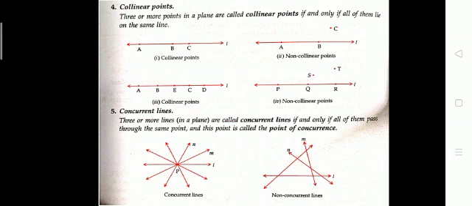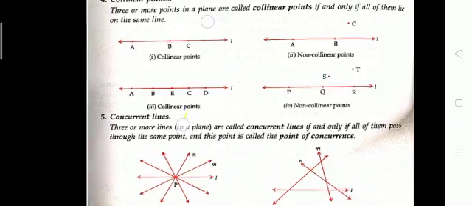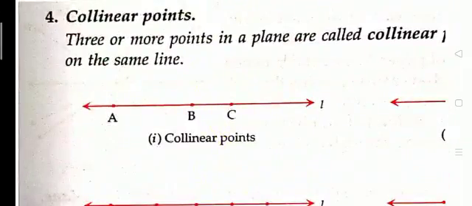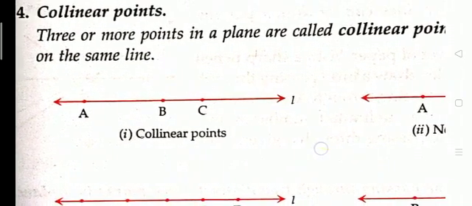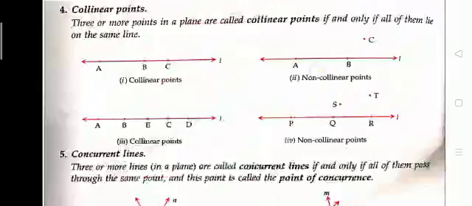Another topic we have is collinear points. Collinear, so the word itself defines its name. All the points which lie on a line are the collinear points, that is A, B, C. They are all the points that lie on the line L, therefore they are the collinear points.